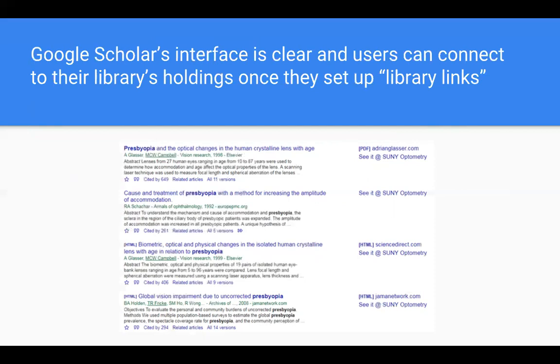library-specific URL that they have to remember to find and click on every time. This they don't have to think about. They'll just always see their library links after they set it up. And again, the interface is a lot more clear. You just see these See It at SUNY Optometry links, so you know what to click.